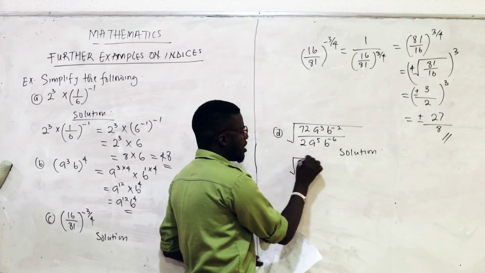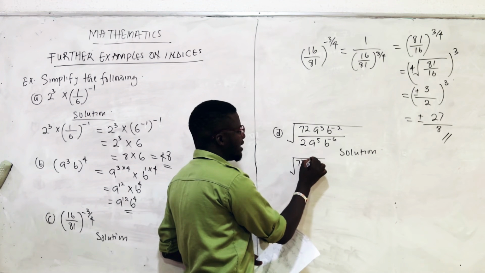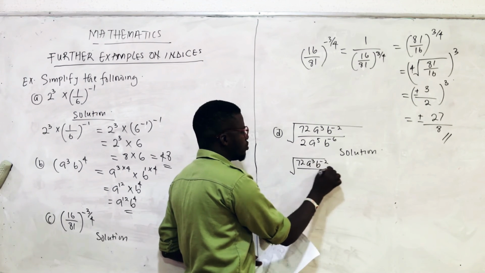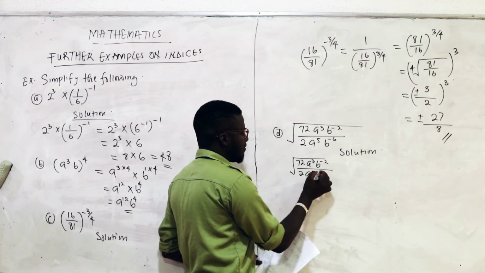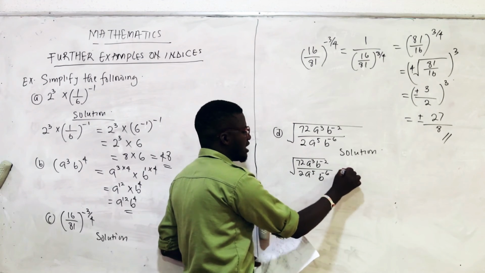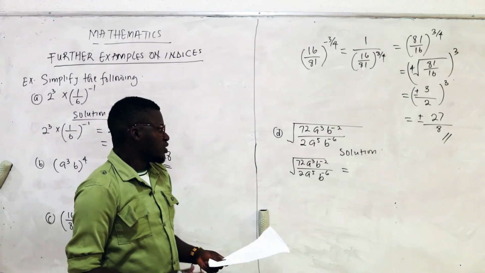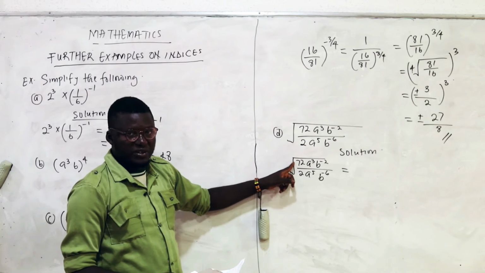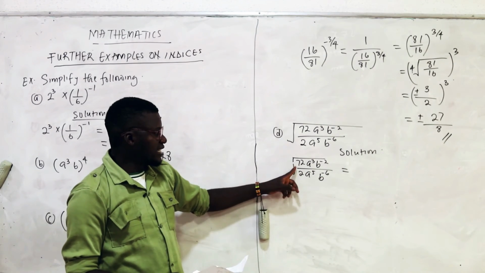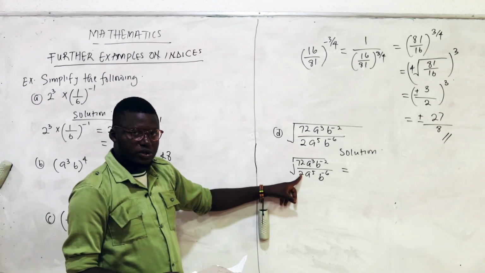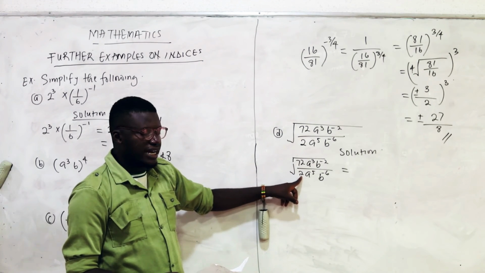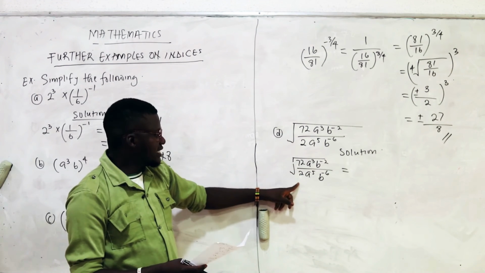I have the square root of 72a^3b^-2 divided by 2a^5b^-6, and I'll have it to be equal to... So first of all, I'm going to divide the coefficients. The coefficient here is 72 and I have 2 here, so I'm going to say 72 divided by 2, which gives 36.